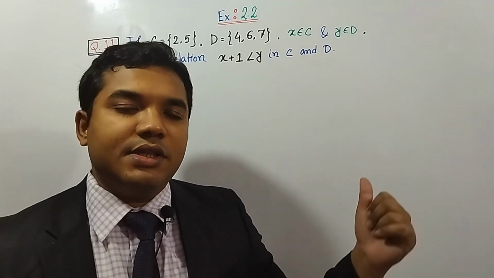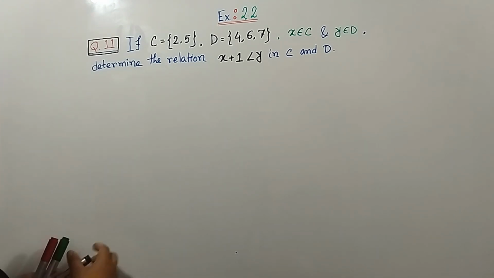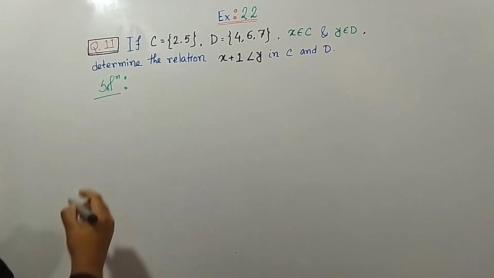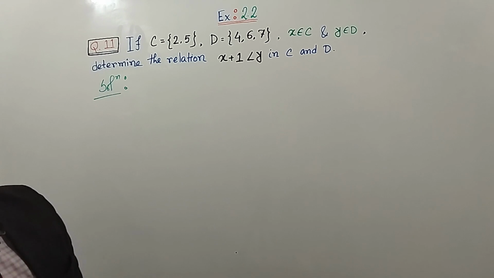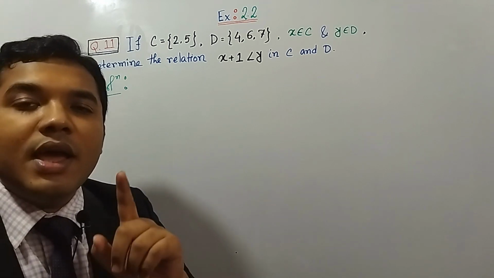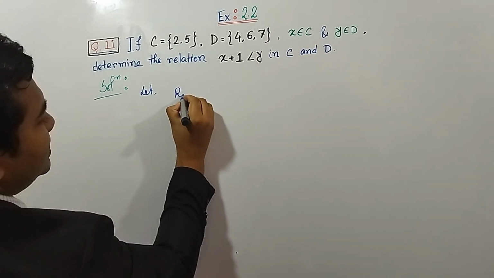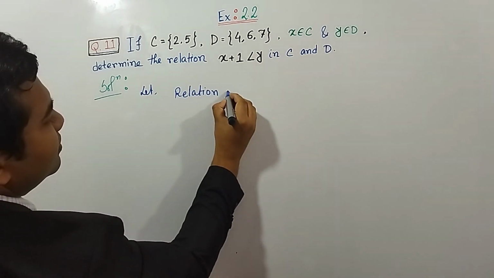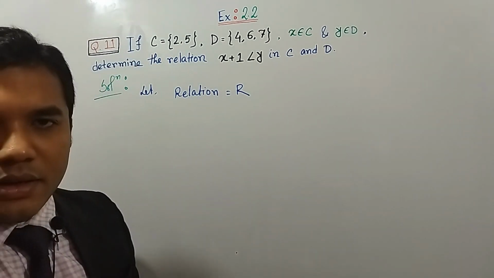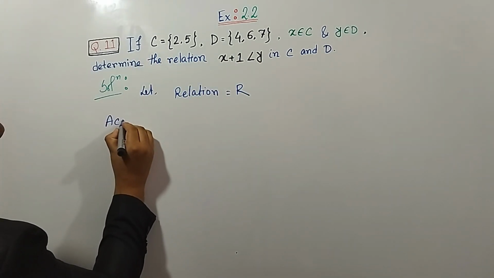So how can we solve these types of mathematical problems? That's our first assignment. Our solution should be like this. We have to think about the relation. Since the question says determine the relation, that means we have to assume a relation. So let us assume that our relation is R. That's our assumption. If the relation is R, then according to the question, what can we write?